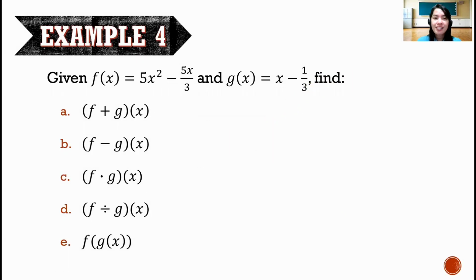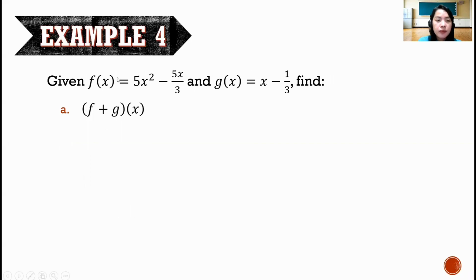Let's have another example. In here, given f of x equals 5x squared minus 5x over 3, and g of x equals x minus 1/3. We're going to find and simplify the following. Let's start with f plus g of x. Second, we have the quantity f minus g of x, f times g of x, f divided by g of x, and last we have f of g of x. Let's start with letter A. In the given functions under example 4, may mga in-include tayo ditong fraction.